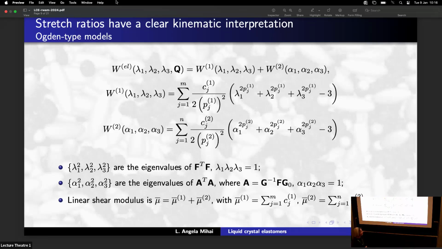We also care about this shear modulus. In the linear elastic limit, the shear modulus is simply the sum of these coefficients, and this can be measured through macroscopic deformations, or it can be derived by statistical averaging. So this is a physical quantity that can be determined experimentally.